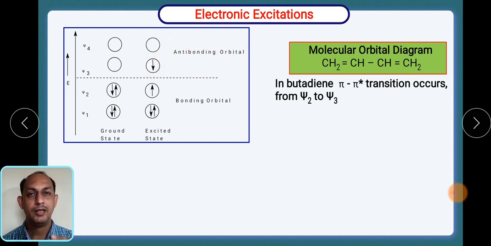Just like a promotion of an electron from 2s to 2p orbital. So what you can observe: 1, 2, 3, 4. Three electrons are present in the bonding orbitals and one electron is present in the anti-bonding orbital. This is a simple phenomenon you will observe. And we know that in butadiene, pi electrons are present. So in that case, a pi to pi star transition will take place. The pi electrons will be promoted to pi star, from psi 2 to psi 3. So remember this, the electronic excitations.